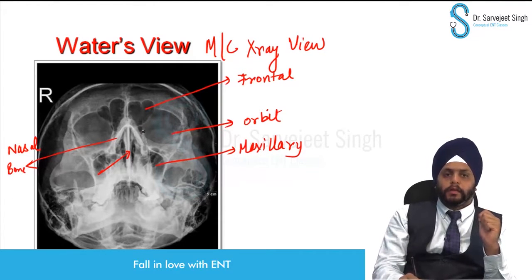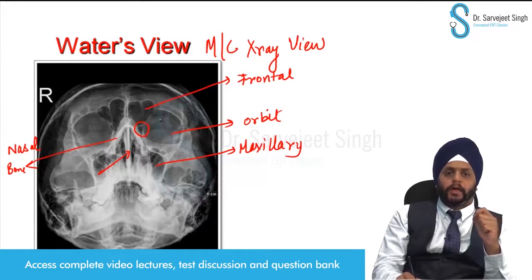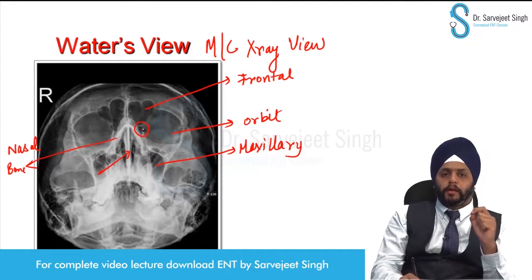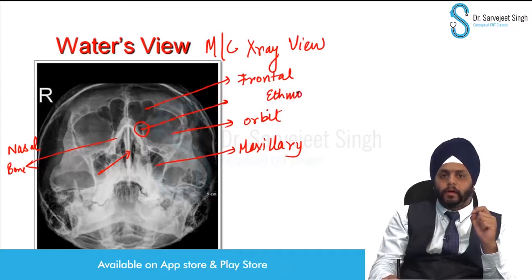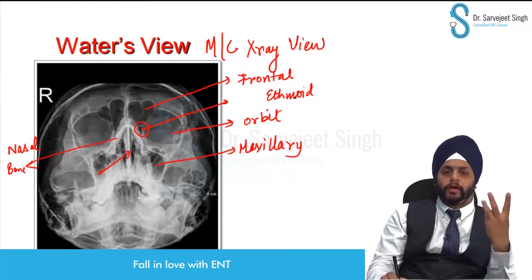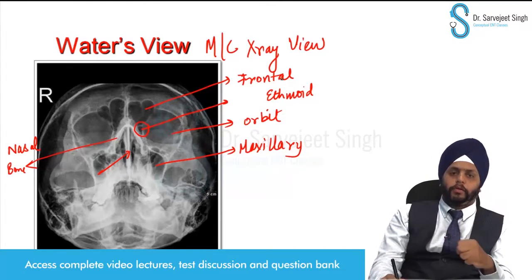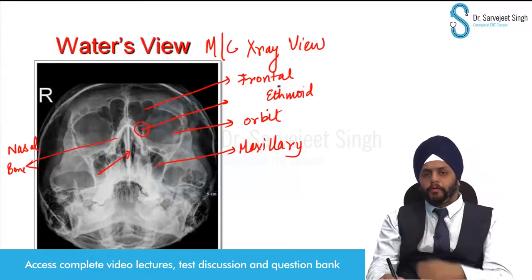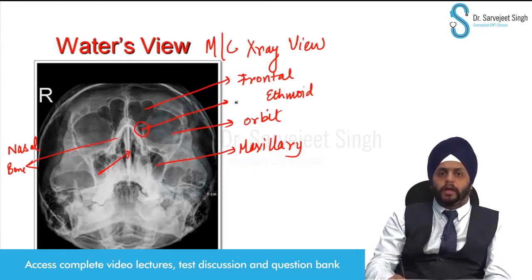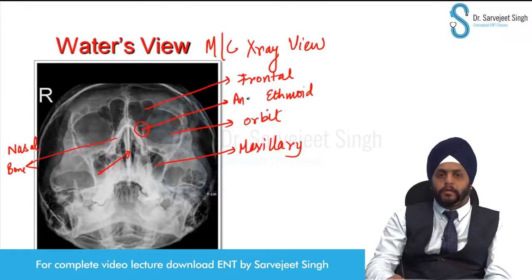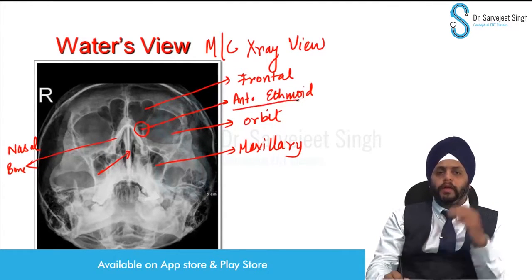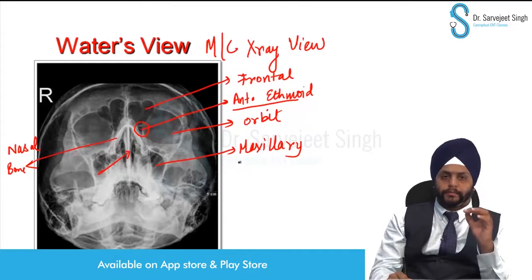Now you see this cell between the orbit and the nasal bone, this over here, it is the ethmoid. Now I have already told you ethmoid is a group of cells divided into two groups, anterior group and posterior group. So what we see over here is anterior ethmoid cell.